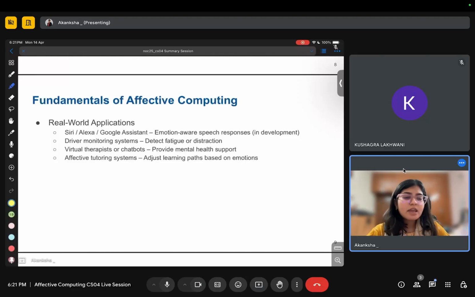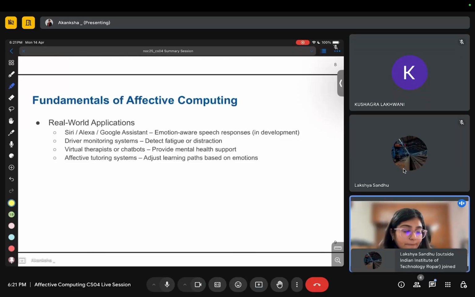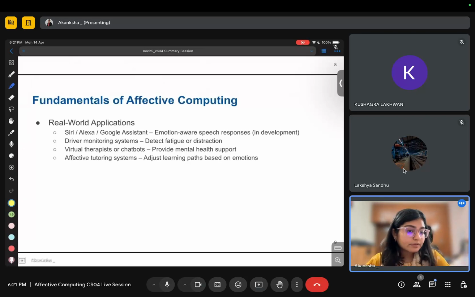Virtual therapists or chatbots, for people who are not very comfortable with talking to strangers, or even with their friends, they're not extroverts, so they usually tend to talk to maybe a virtual therapist. And also mental health is a taboo, so not many people want to disclose, so this can be a good alternative. And affective tutoring systems, for students who need assistance, let's say this system is detecting that the person is not interested in the lecture, so they can just pop up some nice visuals, or design the curriculum accordingly, or design the pace accordingly. So this is also a part of affective computing.